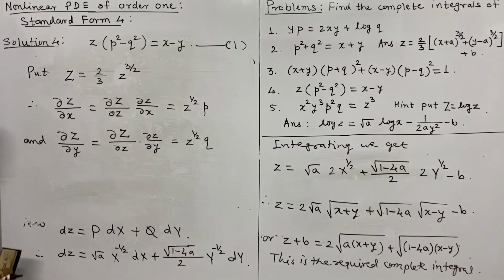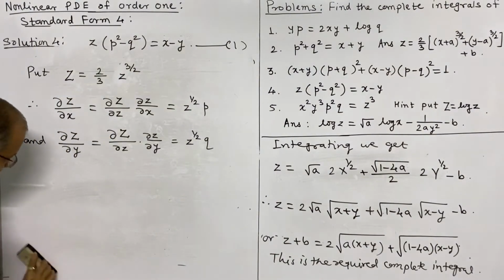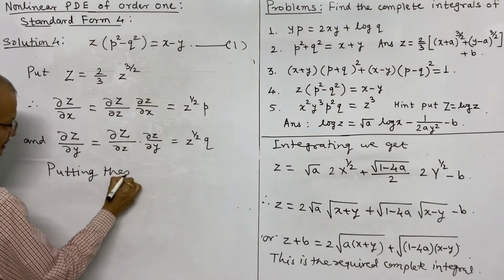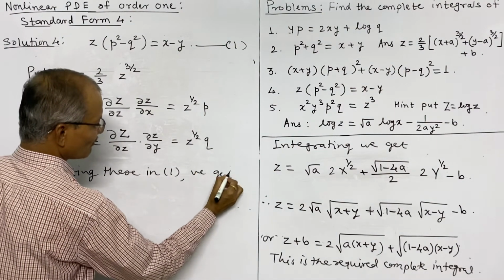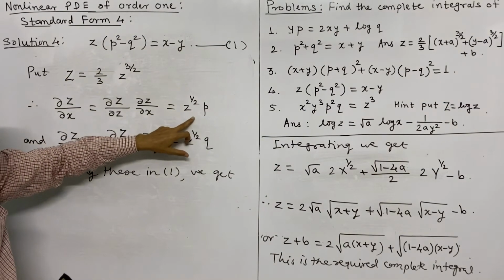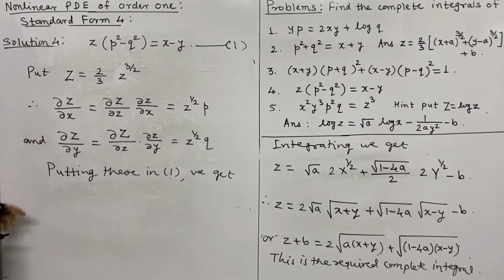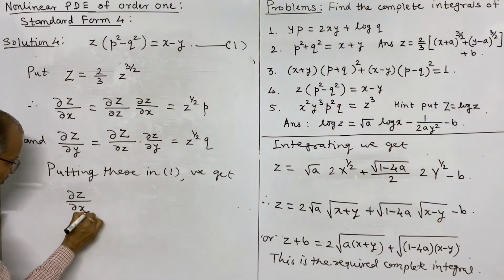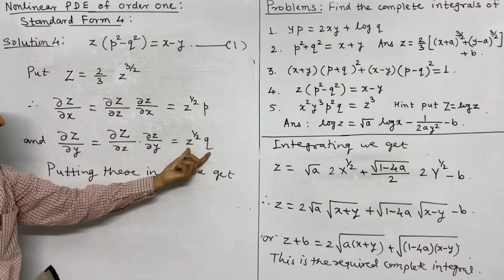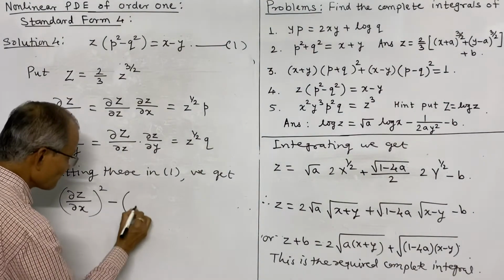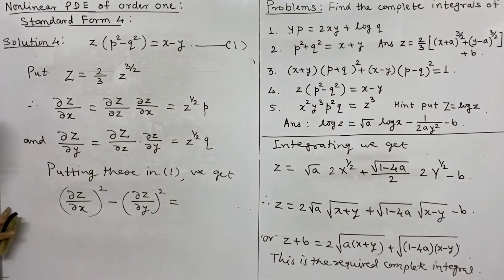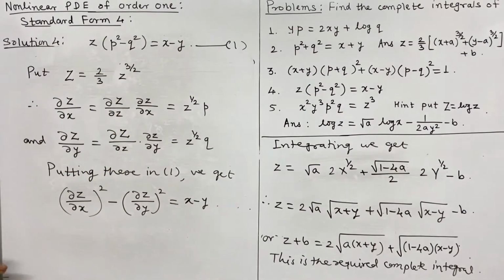So we put this in 1. So putting these in 1, we get, using these values in 1, you observe, z into p square means the square of this term, that is dou capital Z by dou x whole square, minus z into q square, which is the square of this term, that is dou capital Z by dou y whole square, is equal to, the right side is as it is, x minus y. So thus this is the equation we have obtained.